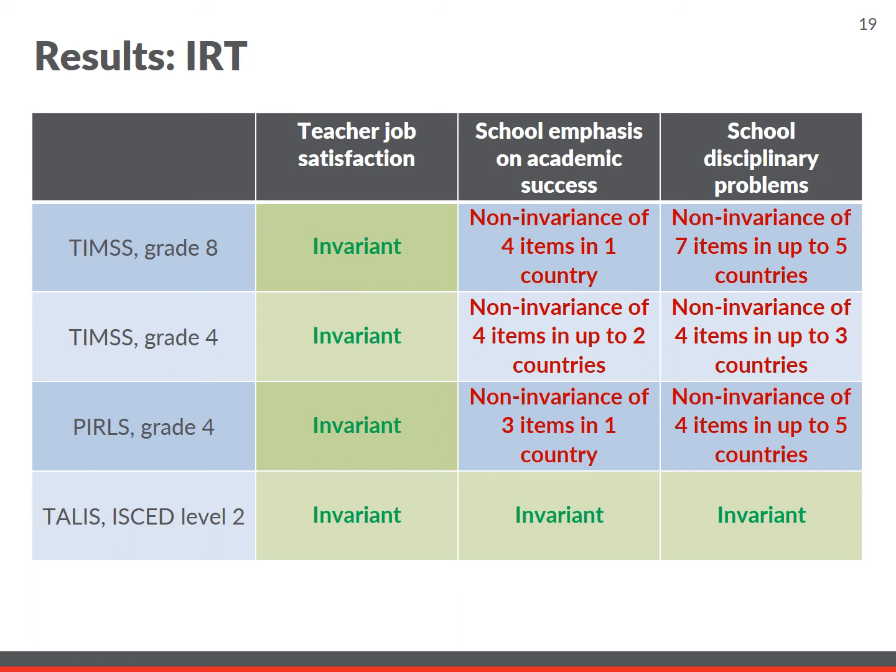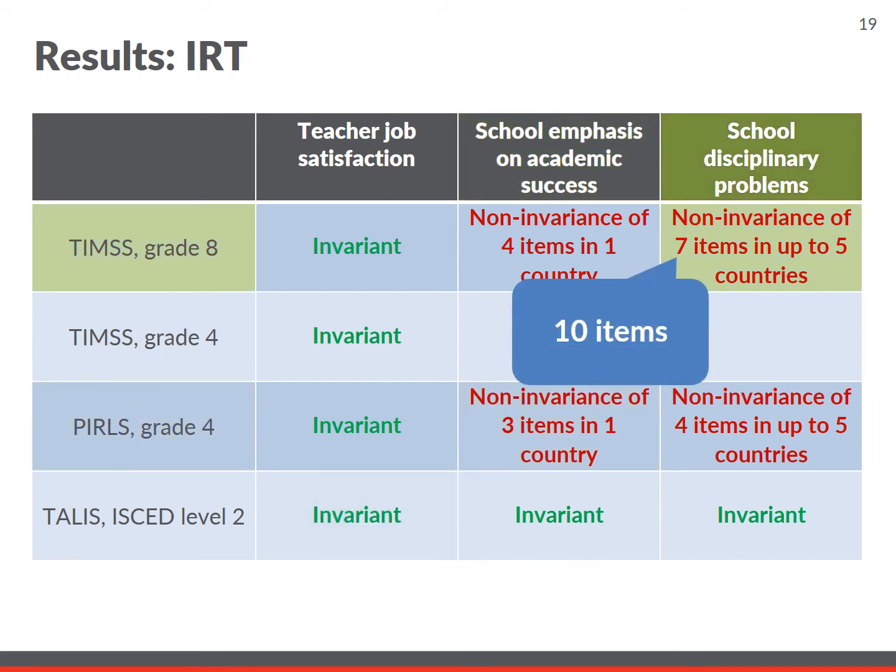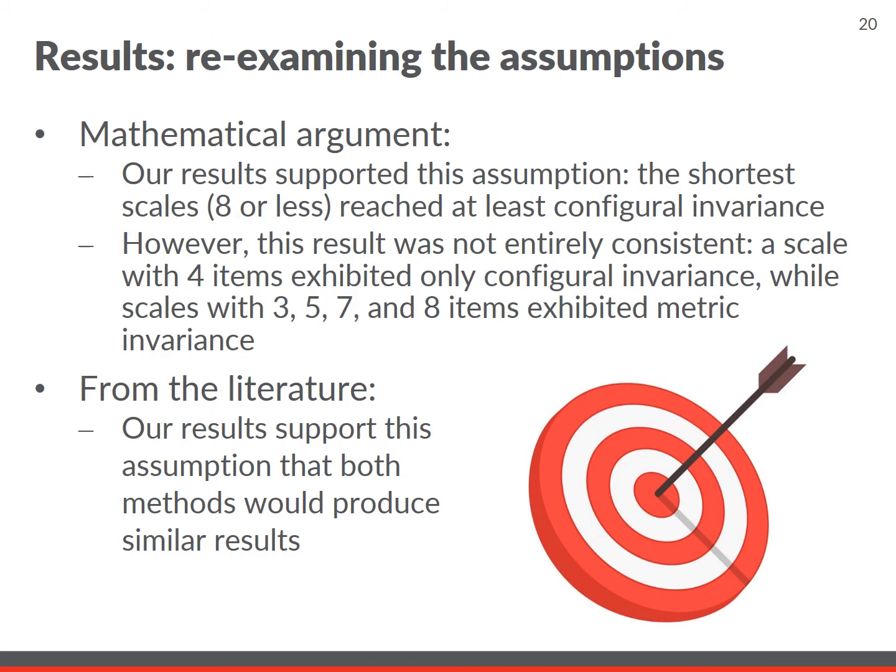invariance for all items. Of the remaining scales, some had only 25% of the items exhibiting non-invariance in just one country, though not necessarily the same country, such as the school scale emphasis on academic success in PIRLS. Others exhibited non-invariance in 70% of their items for at least five countries, such as disciplinary problems in TIMSS grade 8. If we return to our assumptions, we found that our results support the mathematical argument that with many groups, longer scales were non-invariant, while the shortest scales, with 8 or less items, reached at least configural invariance.